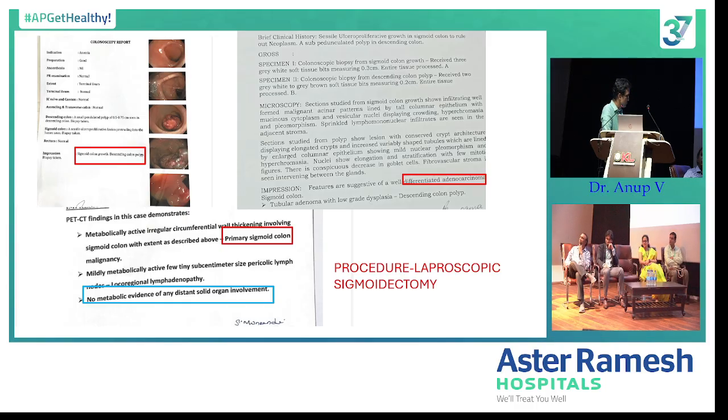But because it is a sigmoid area, if it is a right colon, we need to operate more extensively. For a sigmoid, I think it is a localized surgery. I prefer to do a laparoscopic sigmoidectomy and do a colostomy and close the distal end, what we call a Hartmann's operation. And then naturally the anesthesiologists who are well prepared can take care during the surgery. And if anything happens, the cardiologists are there to tackle that.